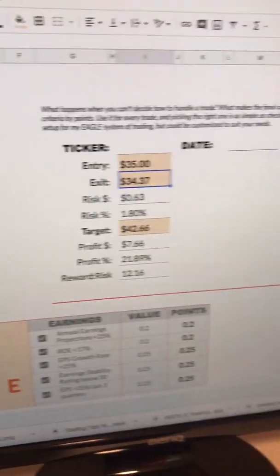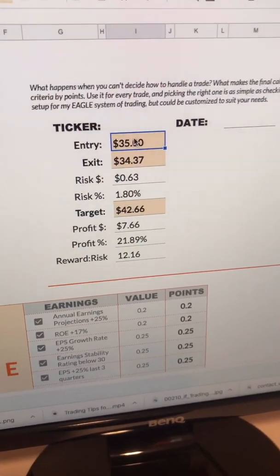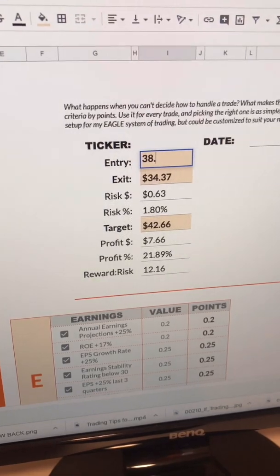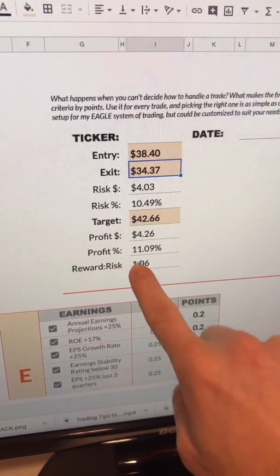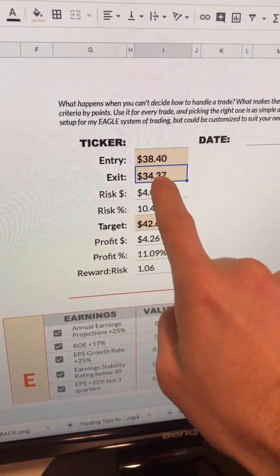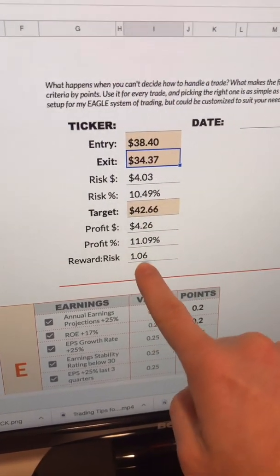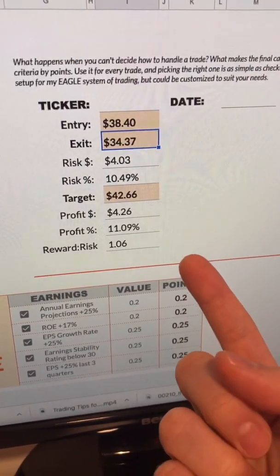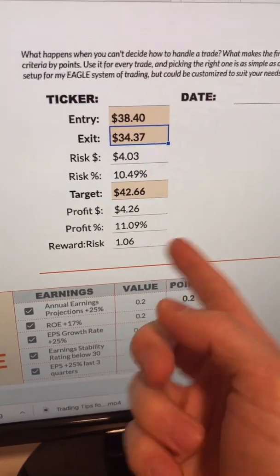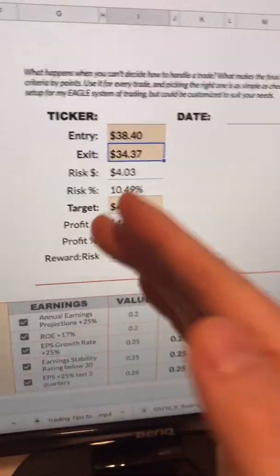Right now, with the price being $38.40, look at what happens to the reward to risk if I leave my exit price down here where it originally was. Now I'm risking $1 to make $1.06. Not the best reward to risk.